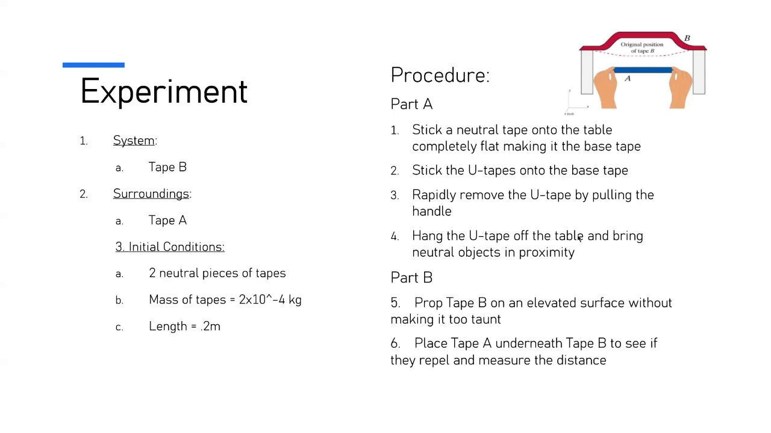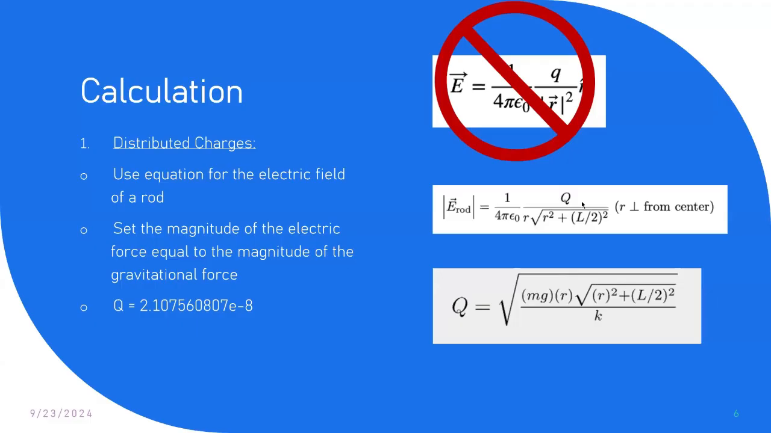So the procedure was that we stick a neutral tape onto the table completely flat, making it the base tape. Then we stick the U-tapes onto the base tape, which we rapidly remove, and this creates a positive charge. We then hang the U-tape off the table and bring neutral objects in proximity to it. For part B, we prop tape B on an elevated surface while keeping it taut, and then we place tape A underneath tape B to see if they repel and measure the distance.